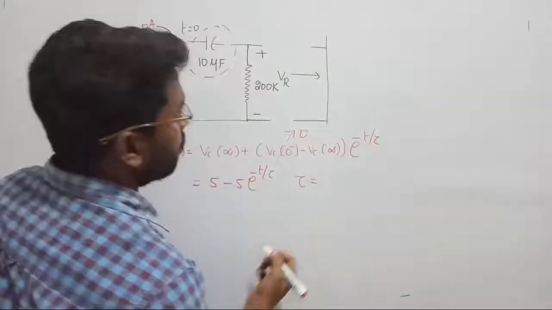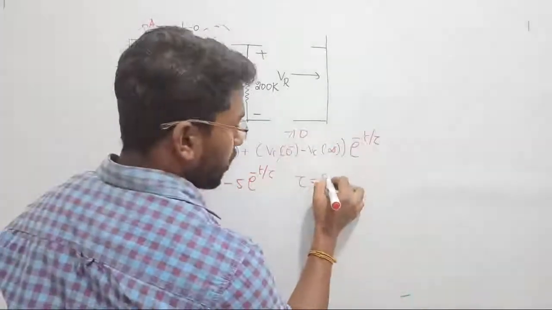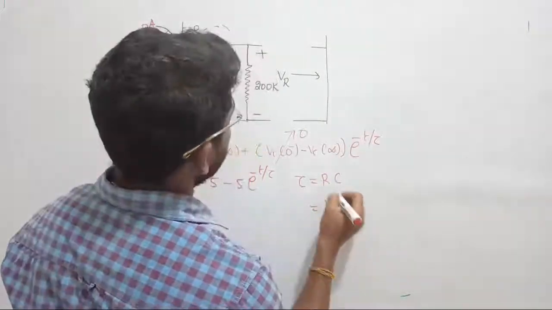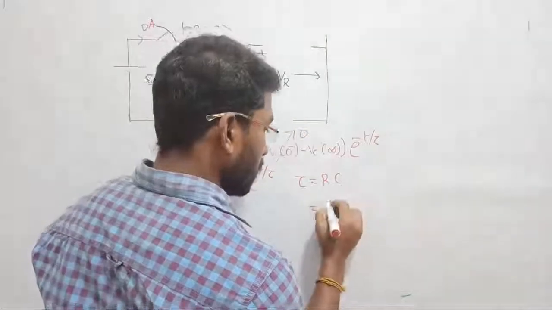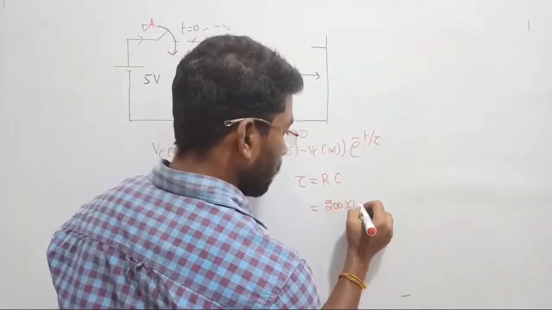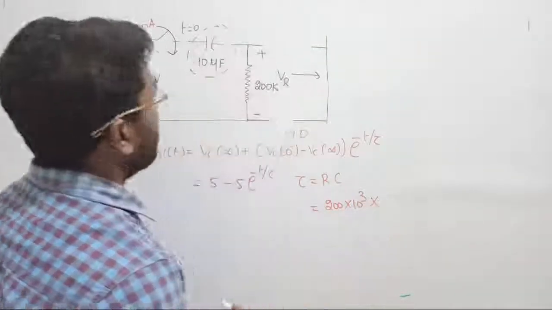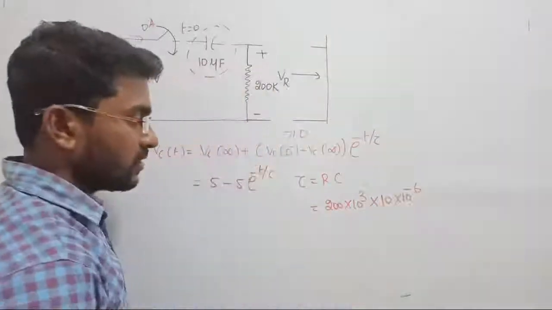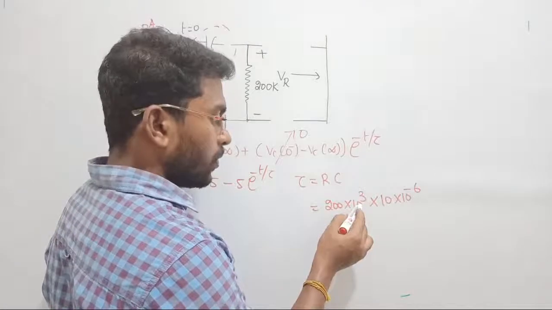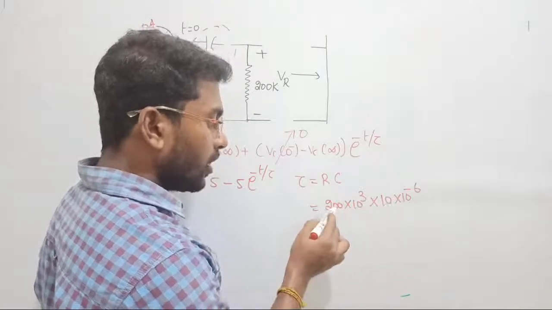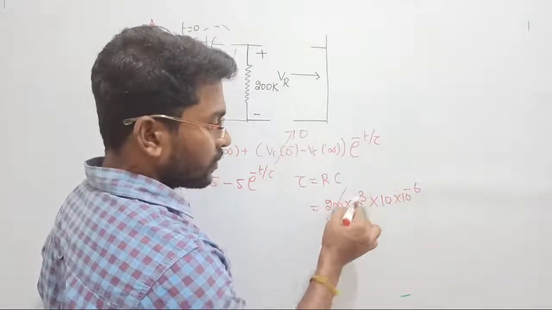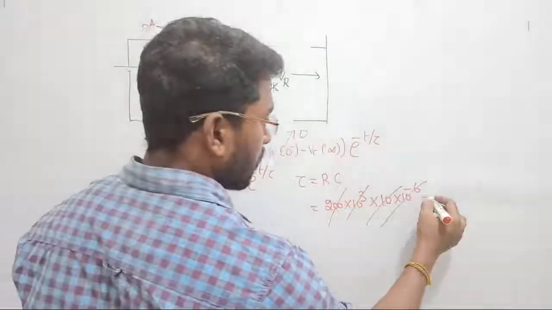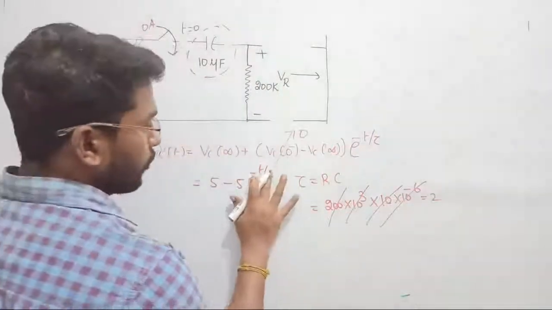Let us estimate the value of tau also. Tau is equal to R into C. What is the value of R? R is 200 kilo ohm. Kilo ohm means 10 power 3, and the capacitor is 10 microfarad. Micro means 10 power minus 6. Now see there, positive 10 power 3 into 10, 10 power 4 into 1 more 100, 10 power 6. If you add all of these, 10 power minus 6 and 10 power plus 6 will be cancelled. Finally it will become equal to 2 only. So tau becomes 2.